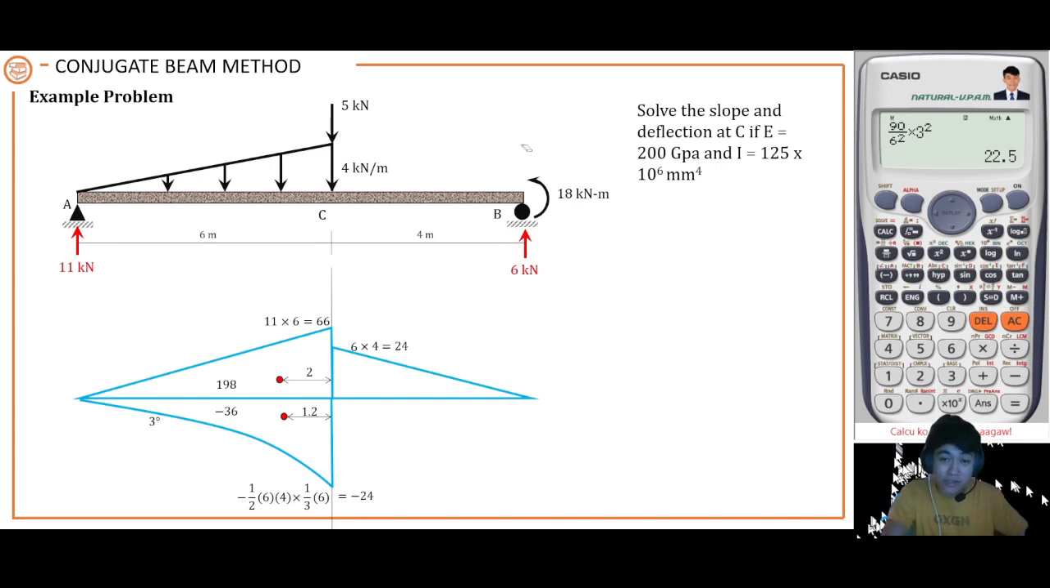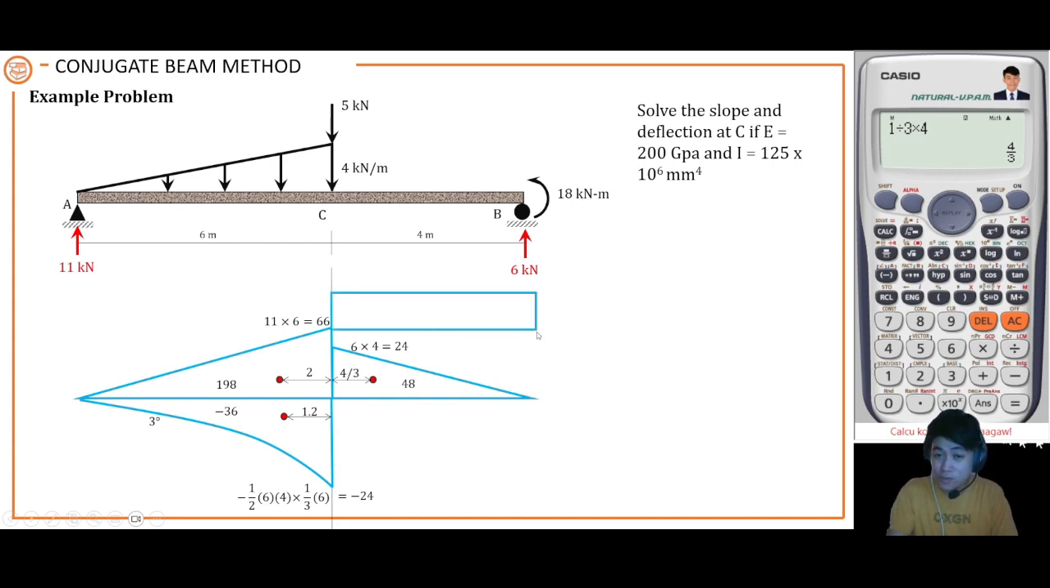Anyway, before we proceed to that rectangular area, let's first get the area of this triangle so that we already have the resultant of this triangular area. The area of this triangle is 1/2, so we have 0.5 times 24 times 4. That is equal to 48. The location of its centroid is 1/3 towards point C, 1/3 of 4, so that is equal to 4/3.